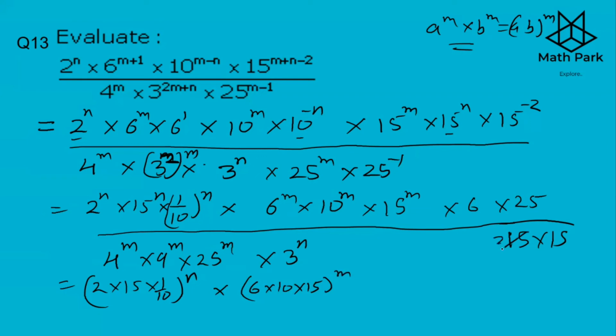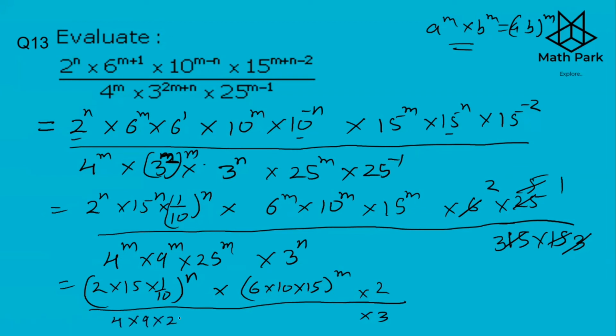5 3s are 15, 5 5s are 25, 5 1s are 5, 5 3s are 15, 3 1s are 3, 3 2s are 6. So it is 2 upon 3 left over here. Denominator, this 2 upon 3 we will write there afterwards. So it is 2 and denominator was 3. Let us write here. Now this is 4 into 9 into 25, this all raised to m into 3 raised to n. Up to here, clear? Now, let us simplify this.